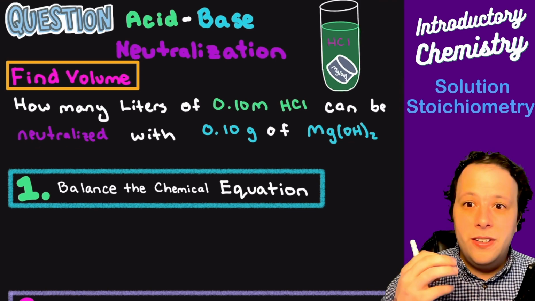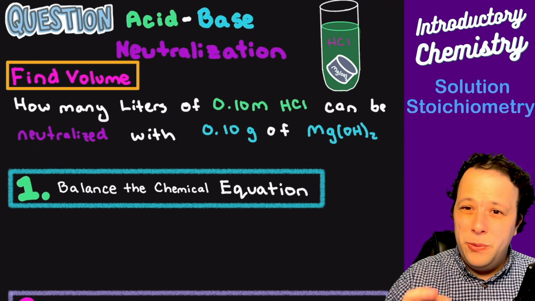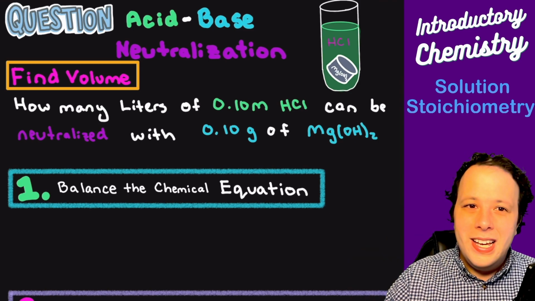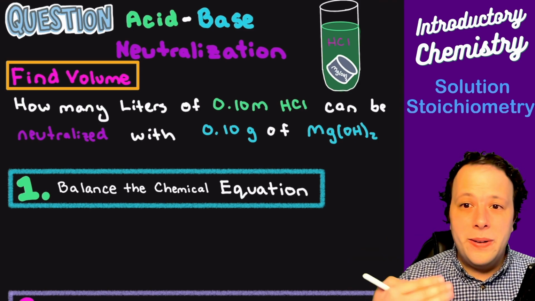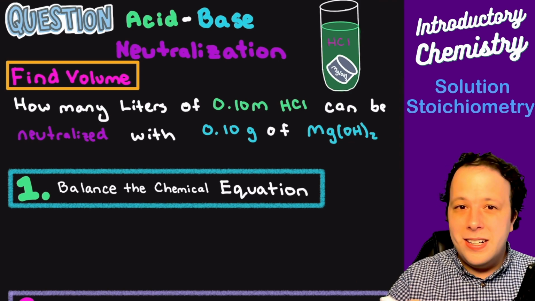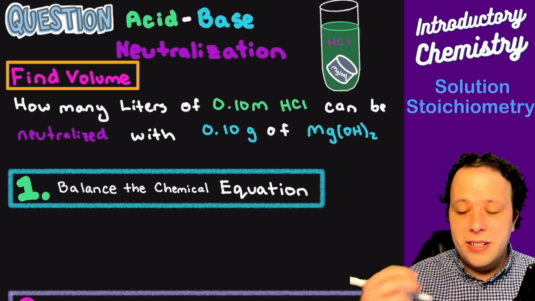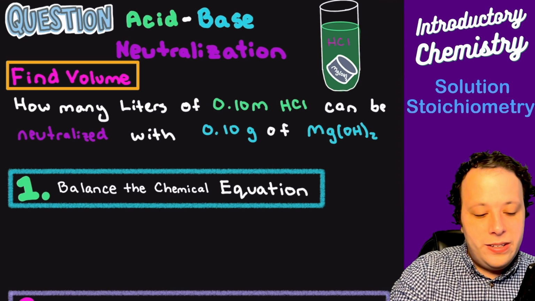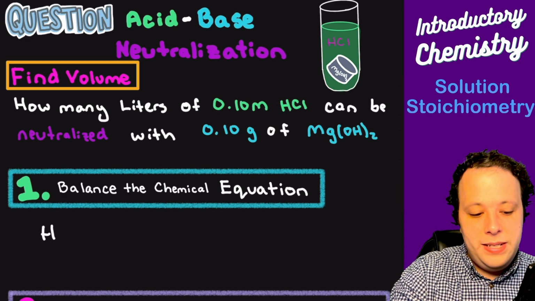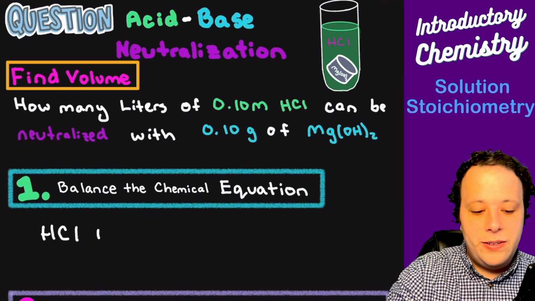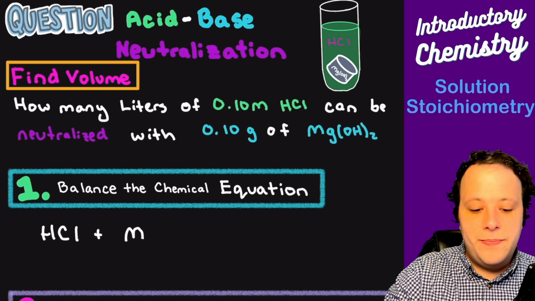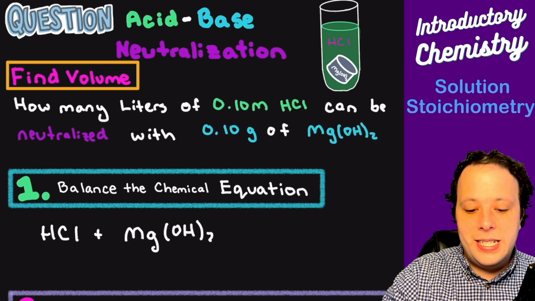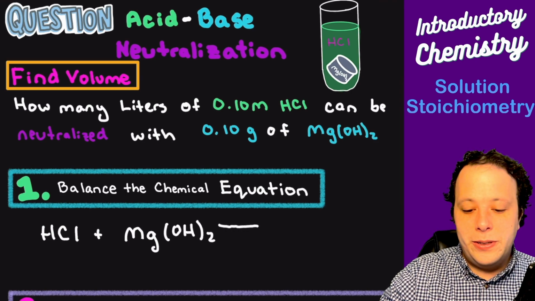One thing to point out is some key words here. One is the word neutralized. If you see that word, that's telling you that the reaction is going to completion. It's letting you know that these are the two things that are going to be reacting together. So what we have here is HCl, which is the first part that we see, and it says that it's reacting with magnesium hydroxide. So the very first step that we have to do is balance and predict the chemical equation.